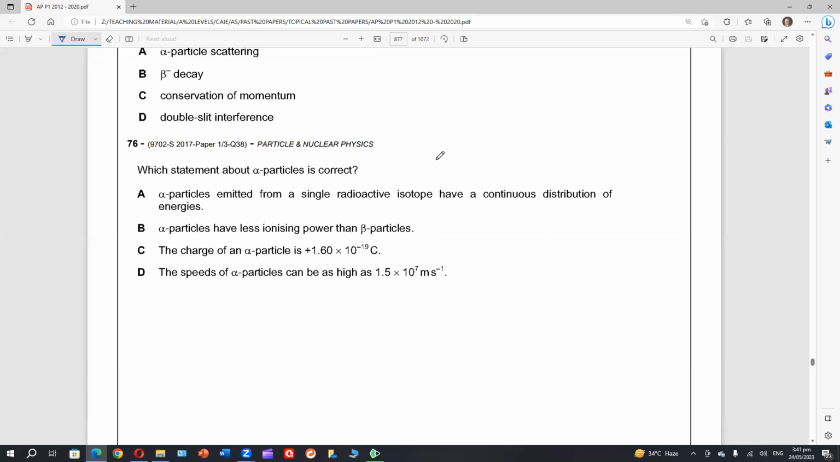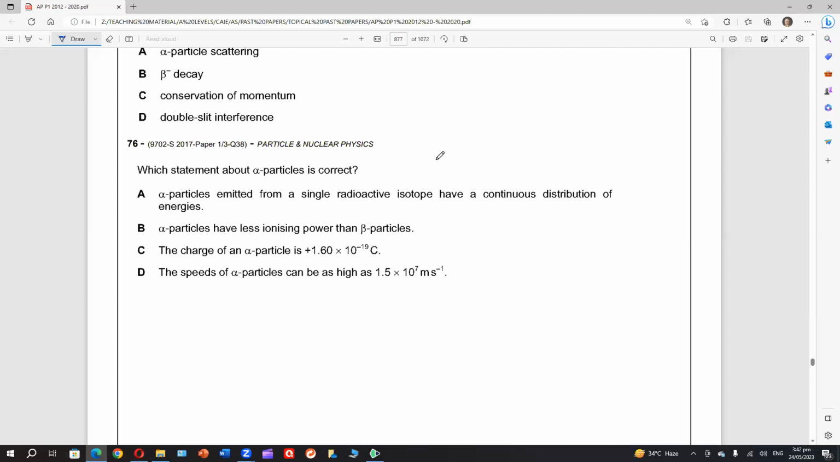Which statement about alpha particles is correct? 76 is correct. Alpha particles emitted from a single radioactive isotope have a continuous distribution of energies.